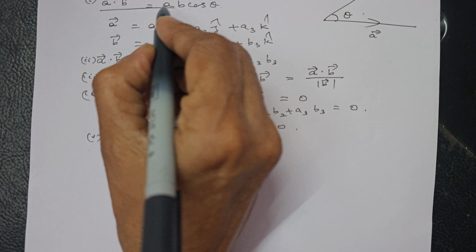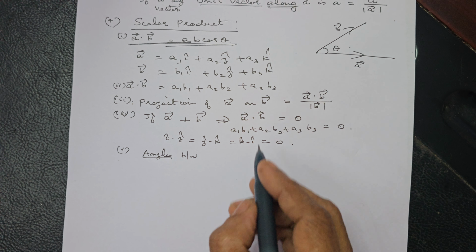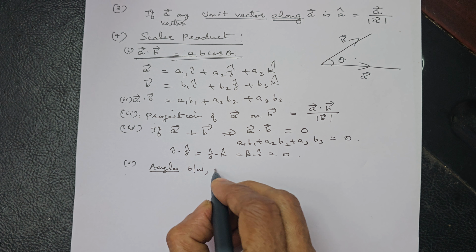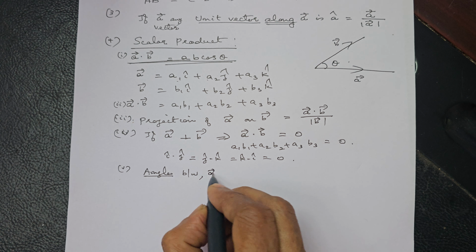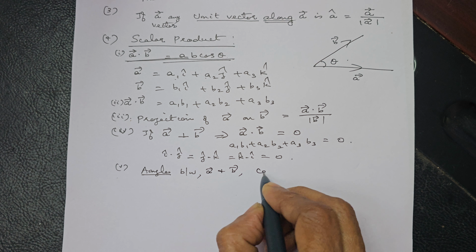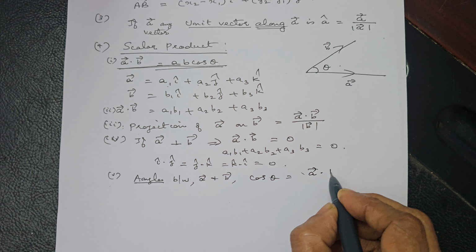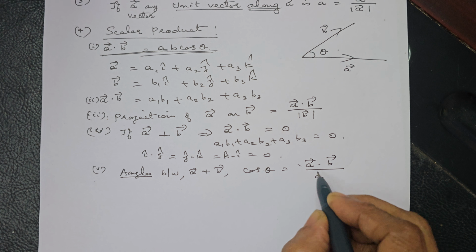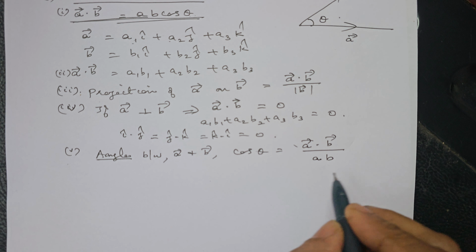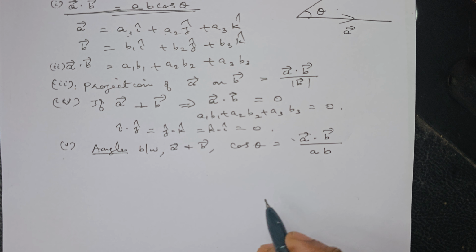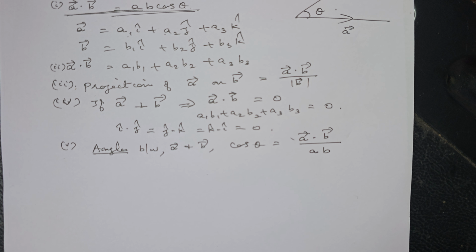Now next application is how to find the angle between A and B, the angle between two vectors. That is clear from this: A dot B is equal to AB cos theta. The angle between two vectors is given by cos theta equal to A dot B divided by AB, where A is the magnitude of vector A and B is the magnitude of vector B. That is how to find the angle between two vectors.